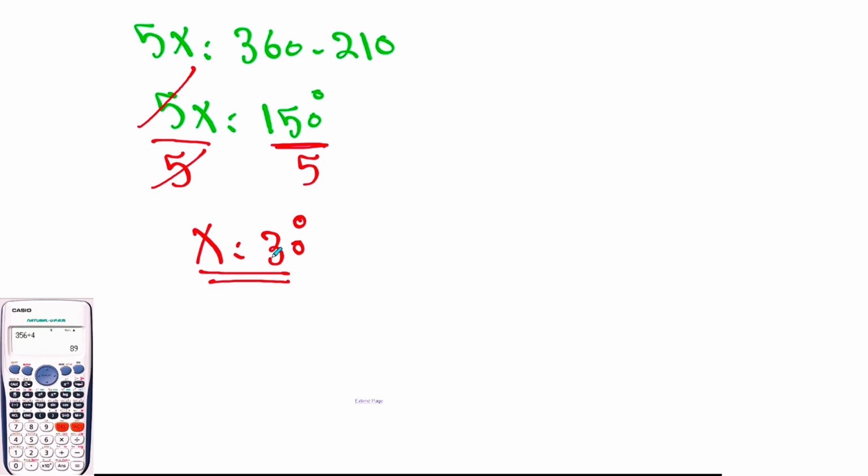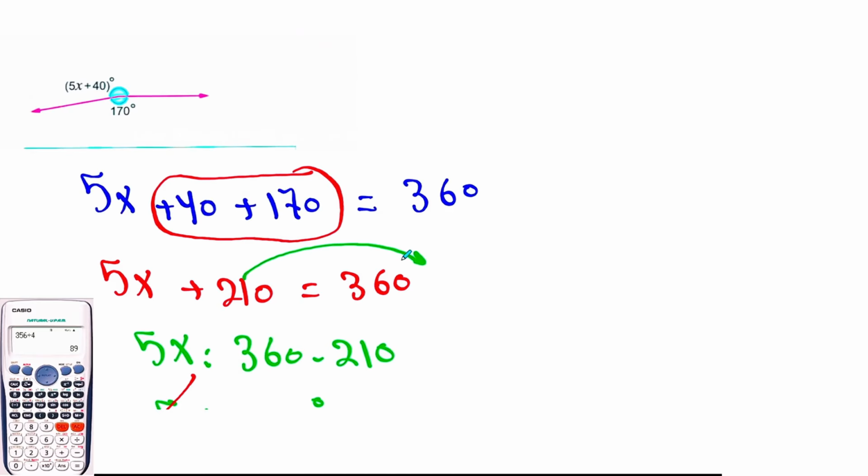So x here comes out to how much? 30 degrees. So that's the value of x. Now you've got it, you understand the whole thing, you get the idea.